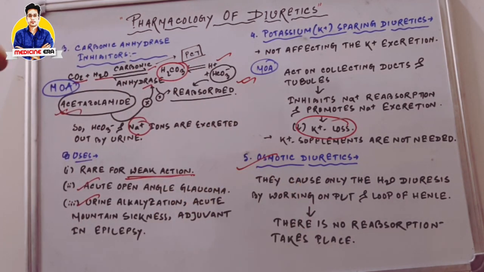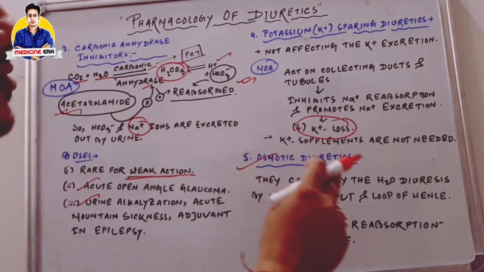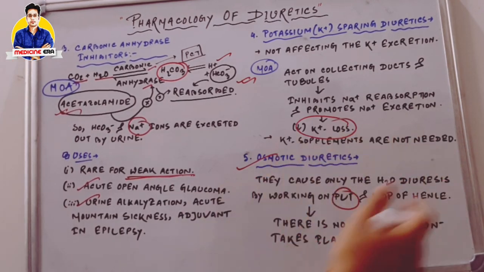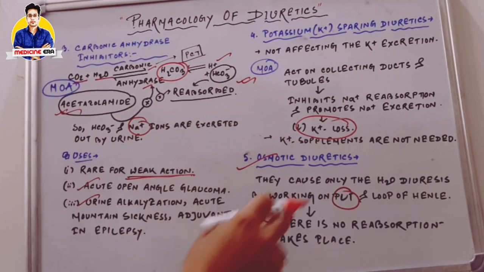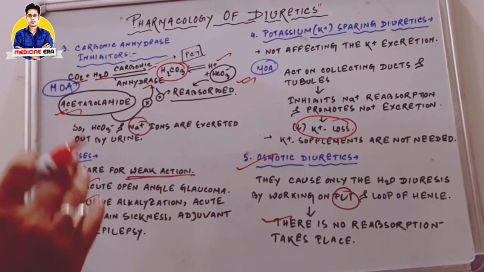The next part is osmotic diuretics. What are osmotic diuretics? These diuretics are mainly responsible for water diuresis. They do not affect the excretion of electrolytes. They mainly affect the excretion of water. So they cause only H2O diuresis by working on the PCT, meaning proximal convoluted tubule, and the loop of Henle. There is no reabsorption, so there will be no reabsorption of the electrolytes. So only the excretion of that water takes place. So they are called osmotic diuretics. All examples I have told earlier in the classification.